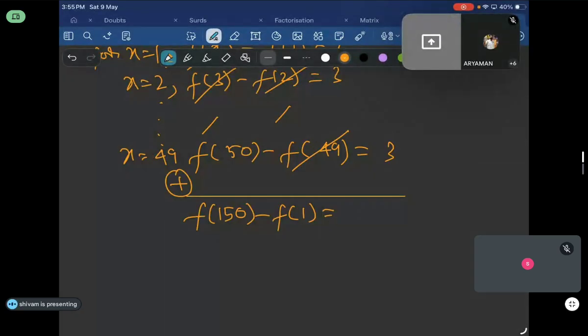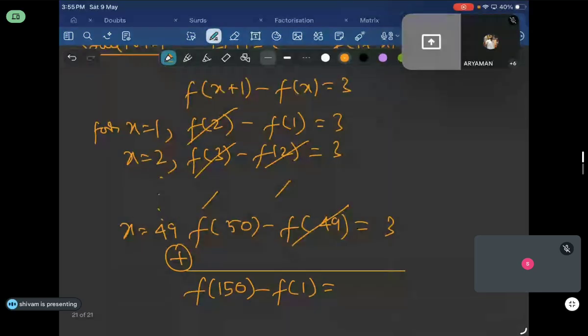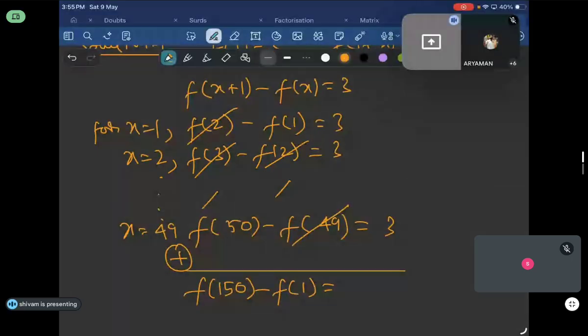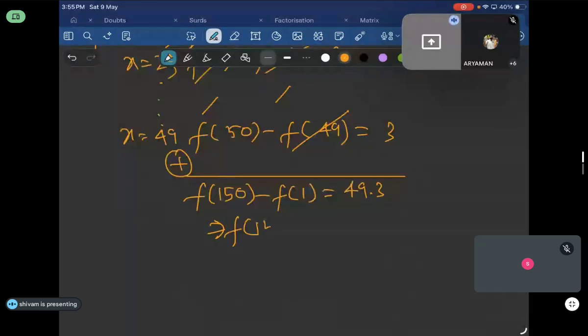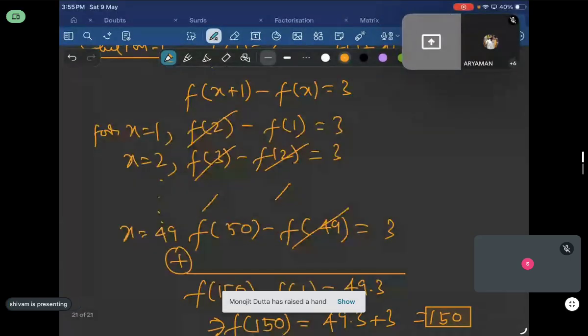Okay, how many times have I written the equation? Tell me. I have written 49 times, right? So on the right hand side, we'll get 49 into 3. Tell me, Ariman, are you getting? Yes, sir. So f of 150 will be equal to 49 into 3 plus 3, that is 50 into 3, that is 150. Tell me, is it clear, Ariman? Yes, sir. f of x equal to 3x. But you have to also prove that f of x is equal to 3x.